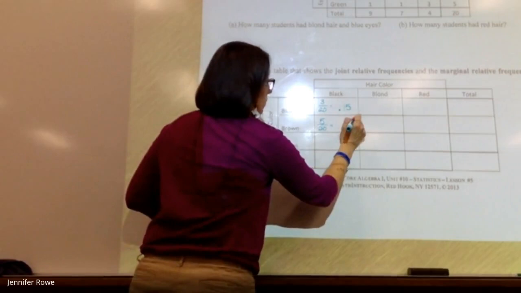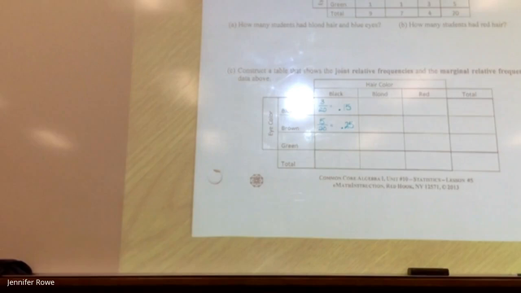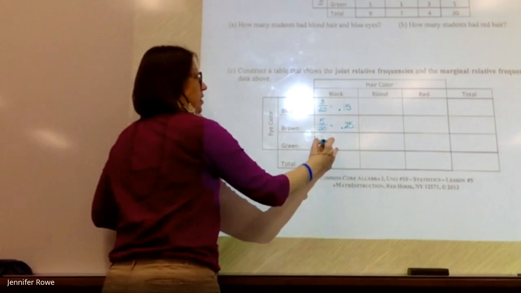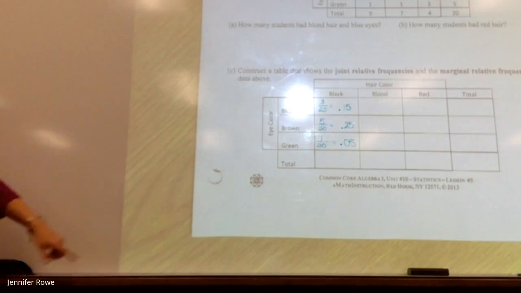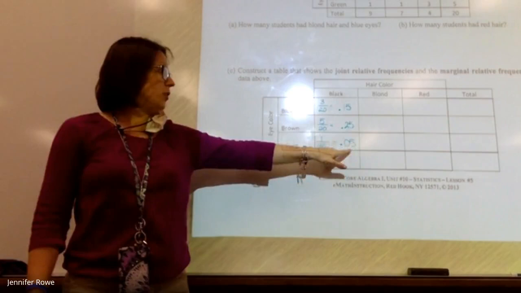How many kids have black hair and green eyes? One. So 1 out of 20 is? 0.05. If you have 0.5, remember that's half. Okay, so be careful about that. Now, how do I get this number? I add up these. What's 0.15, 0.25, and 0.5?